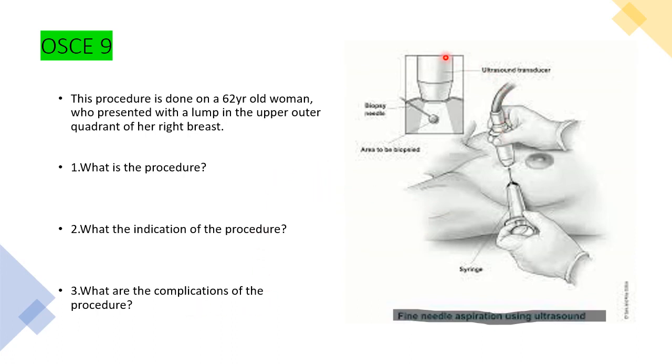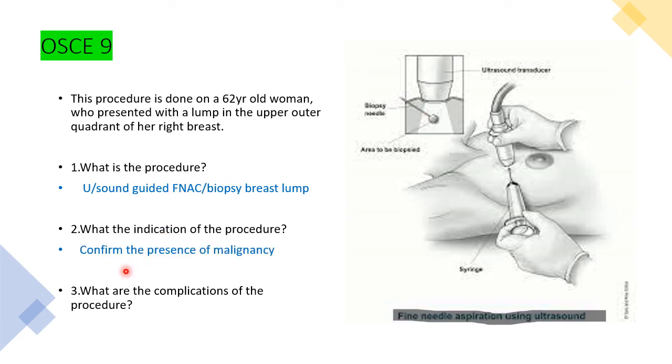Okay, you look at this picture. This is an ultrasound probe and this is a syringe with the needle. So this is an ultrasound guided FNAC. Okay, probe, nodule and a needle. Ultrasound guided FNAC. Indications: to confirm the presence or absence of malignancy.